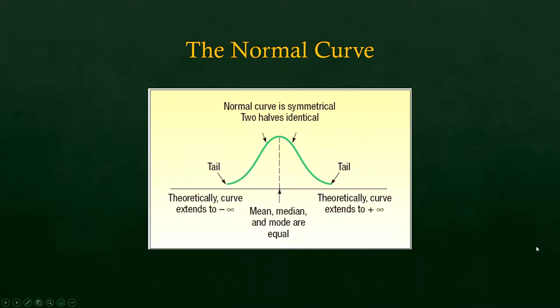So with a normal curve, you have a tail and you have two halves, and you could literally just fold this in half. The tail on the left-hand side is the exact same as the right-hand side. The mean, median, and mode are all straight in the middle. And the tails theoretically extend on forever.